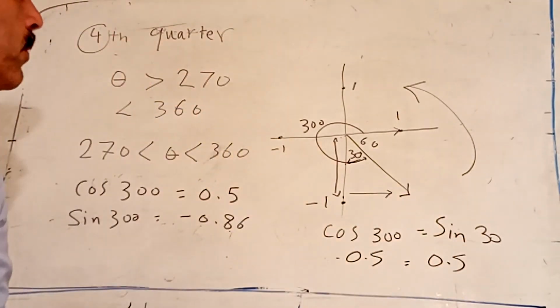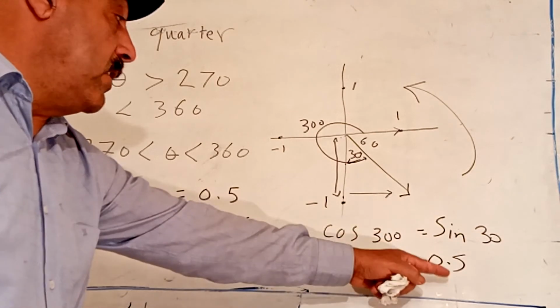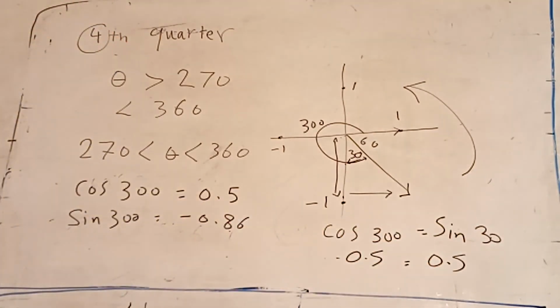So both of them are positive, and that's what we expect. Sine 30, we're in the positive region, and both of them are positive. This is all about the rotation of the hypotenuse. Please take a look at it before we erase it.